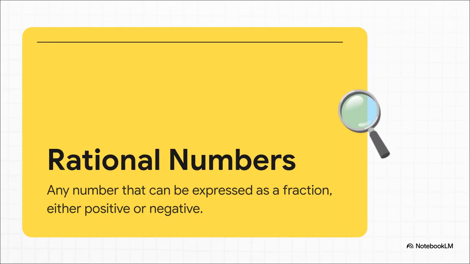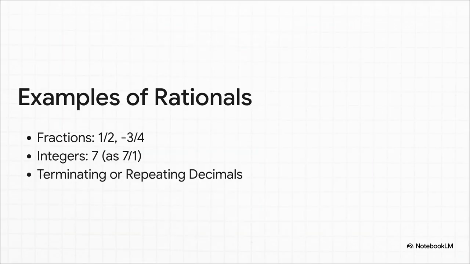The name is a dead giveaway, right? Ratio-nal. A rational number is any number that you can write as a simple fraction, a ratio of 2 integers. Now here's what might blow your mind a little. You'd be surprised how many numbers are actually in this club. Obviously, fractions like 1/2 or -3/4 are in. But guess what? So is the number 7, because you can just write it as 7/1. And what about decimals? Well, if a decimal stops, like 0.5, it's rational. And if it goes on forever, but in a repeating pattern, like 0.333, that's rational too. They can all be written as tidy little fractions.